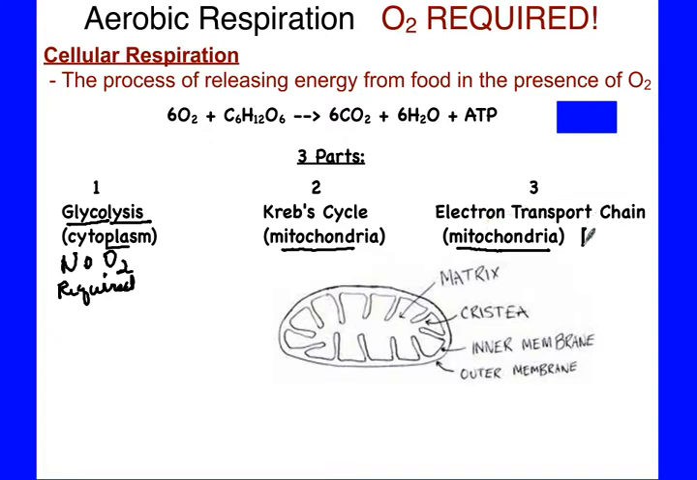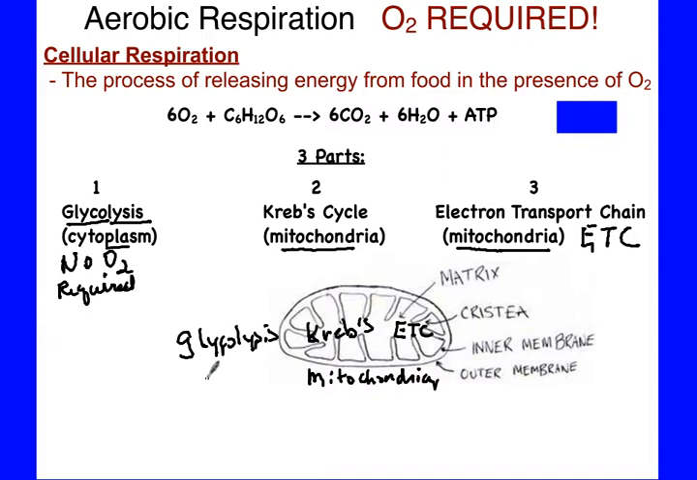And we're going to abbreviate that to the ETC. Okay, so just to add to our picture, out here in the cytoplasm, we're going to do glycolysis, which is step 1. And then we're going to enter and do the Krebs cycle. And we're also going to do the ETC inside of our mitochondria. And that's what this thing is right here.